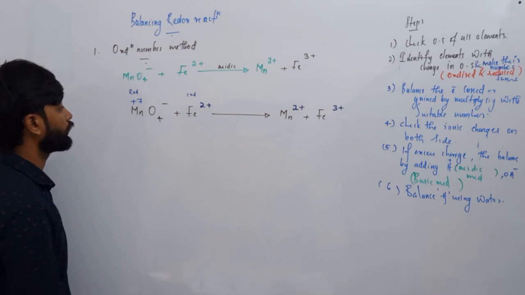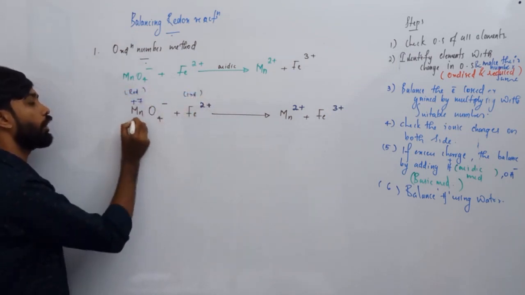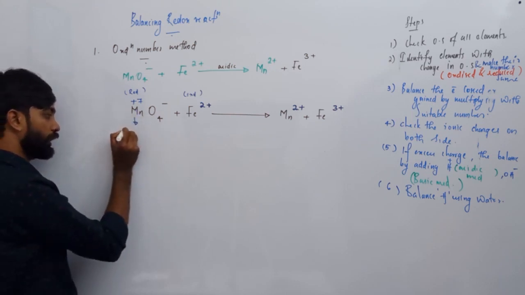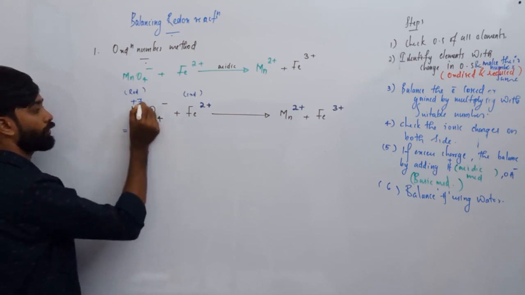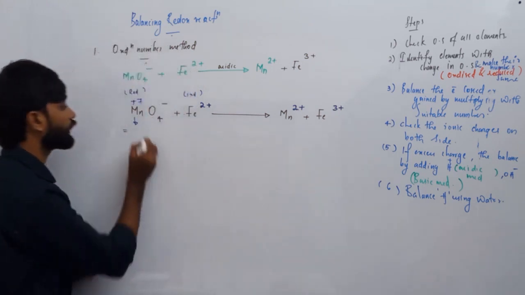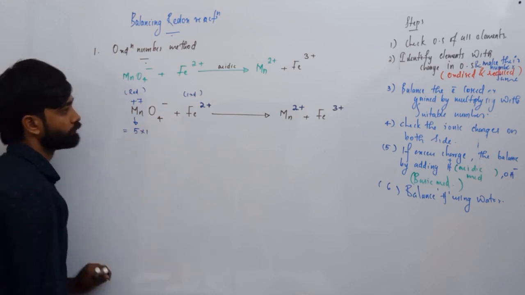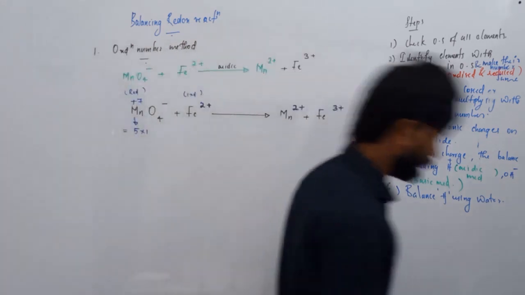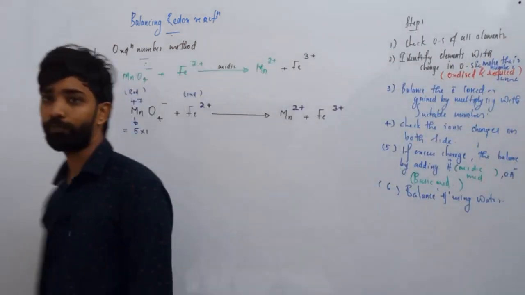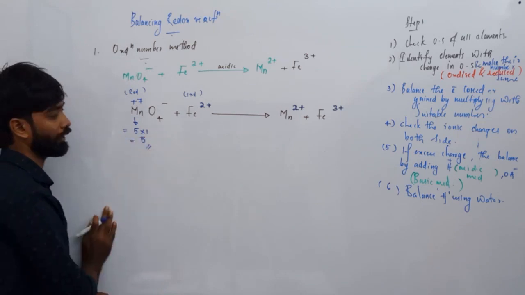Balance the electrons lost and gained. So here the reduction, electrons gained. Here the oxidation, electrons lost. So how many electrons are gained? Manganese changes its oxidation state from +7 to +2. So electrons gained is 5 times the number of manganese. There is only one manganese. So the electrons gained are 5.